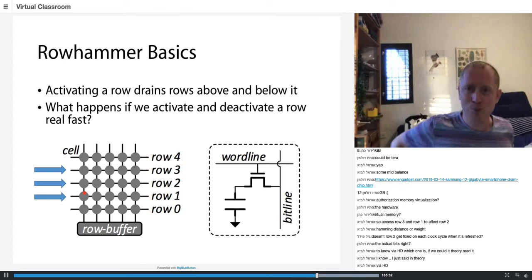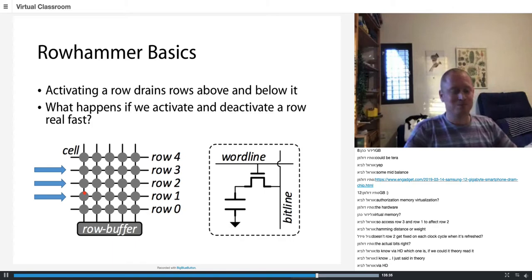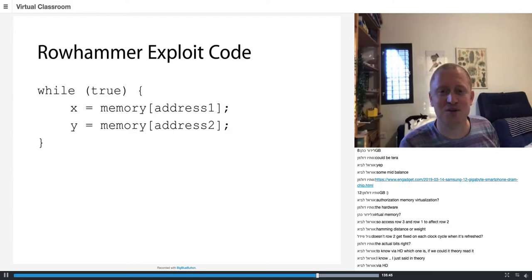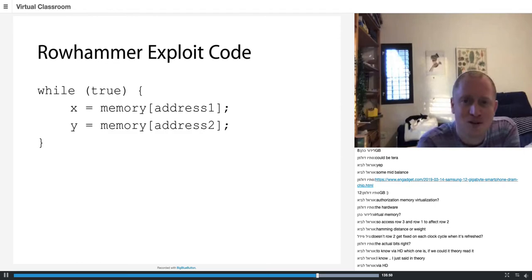Now I'm going to show you code which does Rowhammer. And this code is no lasers, no electromagnetic pulses. This is the code. Now look at the simplicity of this code. This is how you do Rowhammer exploits. So memory is an array owned by the attacker.